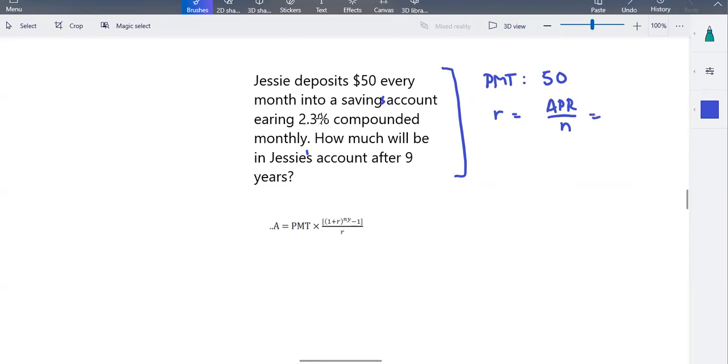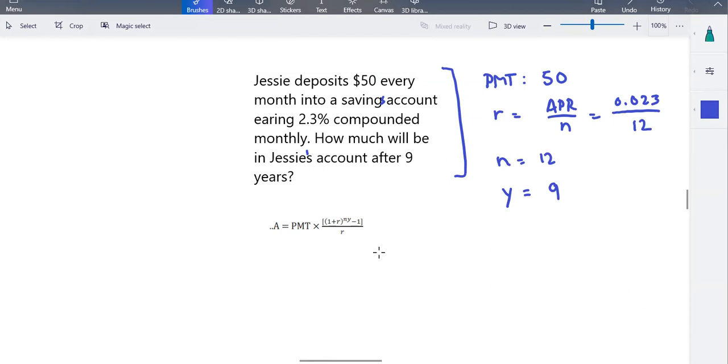In this case, the APR looks like 2.3%, but I need to put that as a decimal. I do that by taking 2.3 and dividing it by 100. And N is how often we compound, or how often Jesse makes deposits, and we are compounding monthly. There are 12 months in a year, so N is 12, which brings me to the next part of the formula, the N, which is 12. Whatever you divide the APR by is also going to be in your exponent. If you divide it by 12, there's going to be a 12 in the exponent. If you divide by 4, there's going to be a 4 in the exponent. The other part of the exponent is the time, the number of years. And for Jesse, it looks like 9 years.